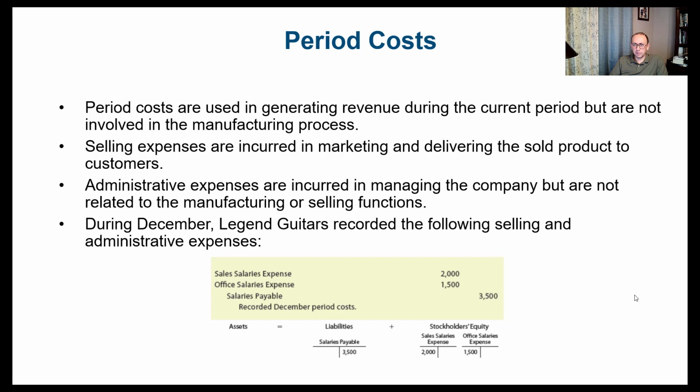So during December, Legend Guitars recorded the following selling and administrative expenses. And that's just a typical journal entry to record these period costs. So we debit sales salaries expense for $2,000. We debit office salaries expense for $1,500. The total of these are credited for $3,500, and that's under salaries payable.